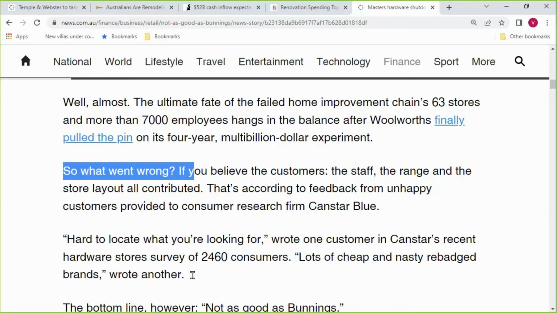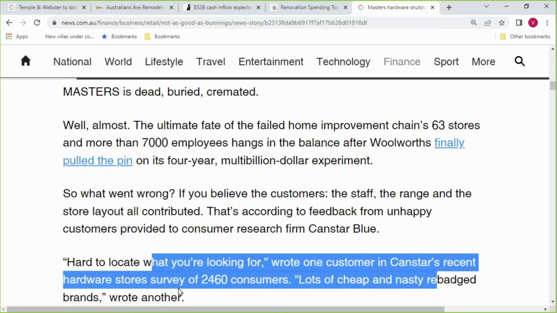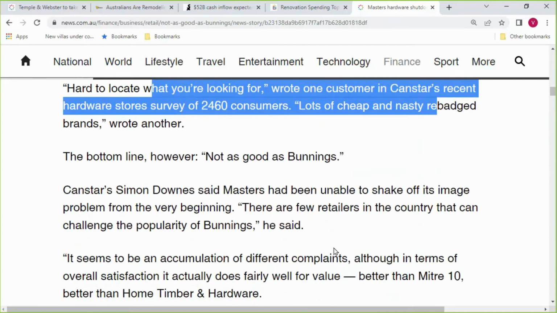If you believe the customers, the staff, the range, and the store layout all contributed. That's according to the feedback from unhappy customers that provided consumer research to CanStar Blue, right? So some of the feedback was: hard to locate what you're looking for. Lots of cheap and nasty rebadged brands, wrote another. Right, so anyhow, you can see that Temple and Webster certainly have their work cut out for them.